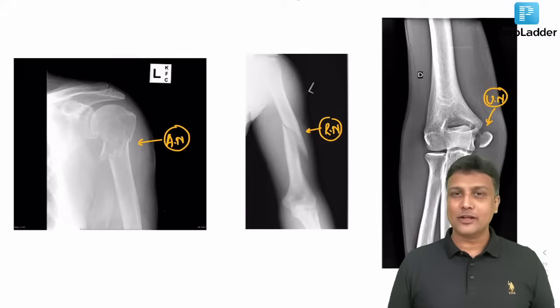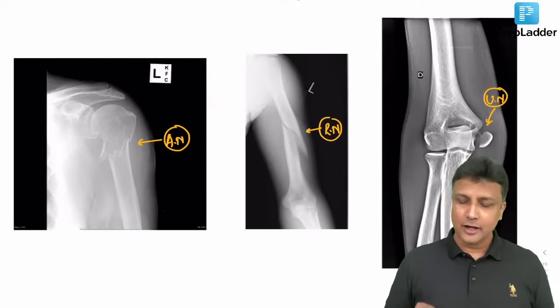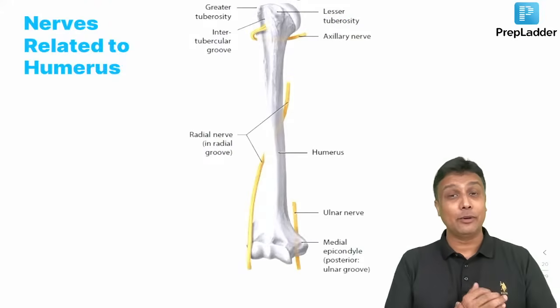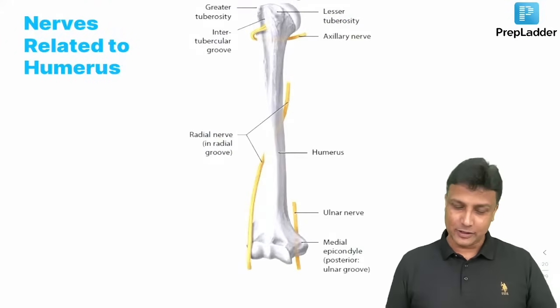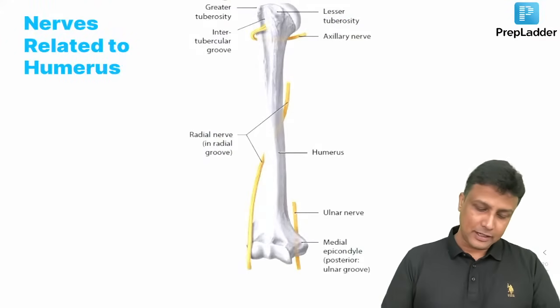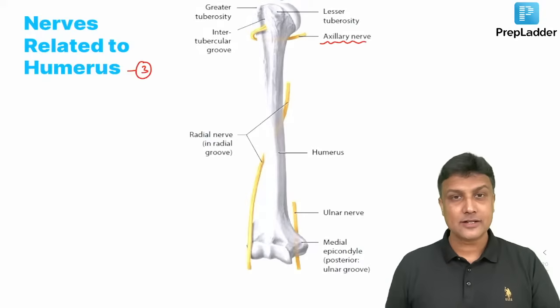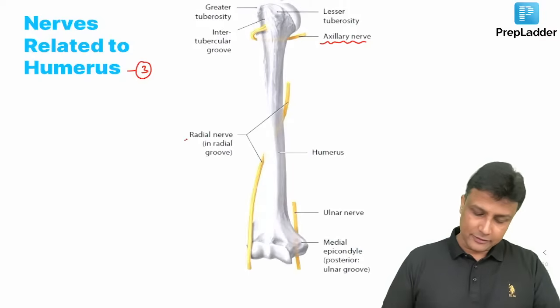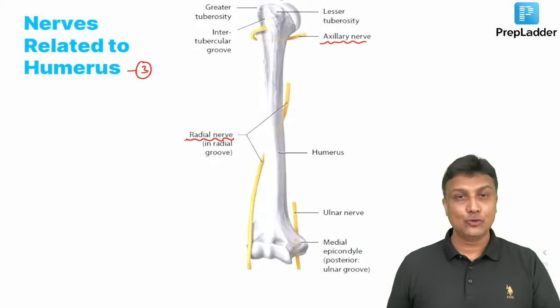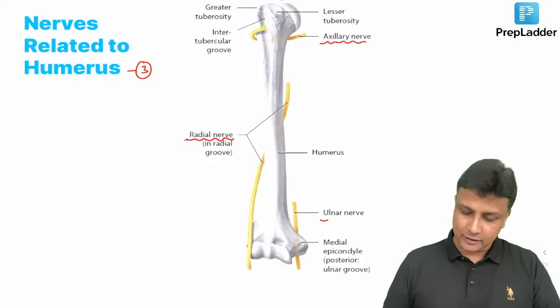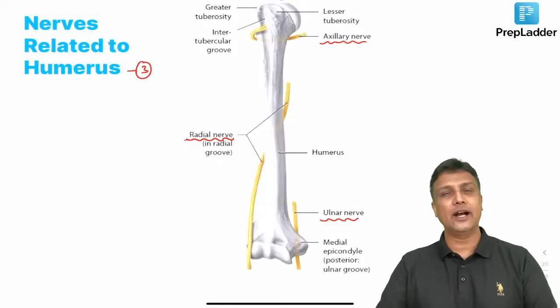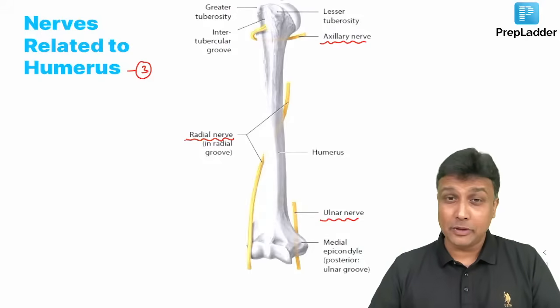This concept is very, very important if you're appearing for your FMG exam, my dear friends. Why? Because many times they give questions about the nerves related to the humerus. So please remember that there are totally 3 nerves related to the humerus. Number 1, the axillary nerve, which passes behind the surgical neck of the humerus. Number 2, the radial nerve, which passes in the radial groove or the spiral groove behind the shaft of the humerus. And number 3, the ulnar nerve, which passes behind the medial epicondyle. So please remember these 3 nerves.